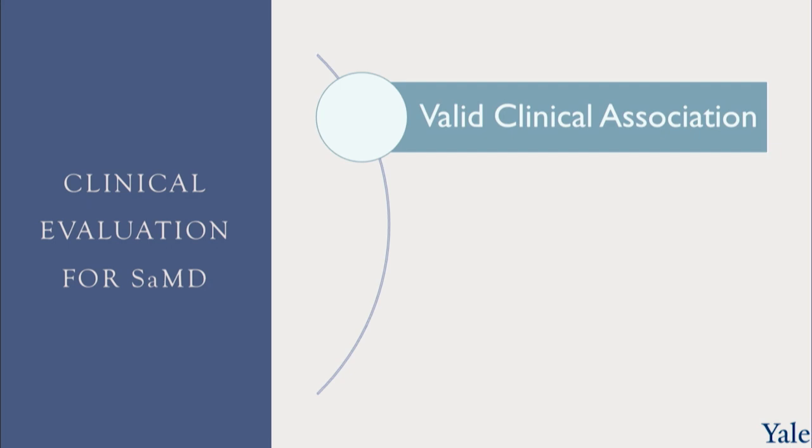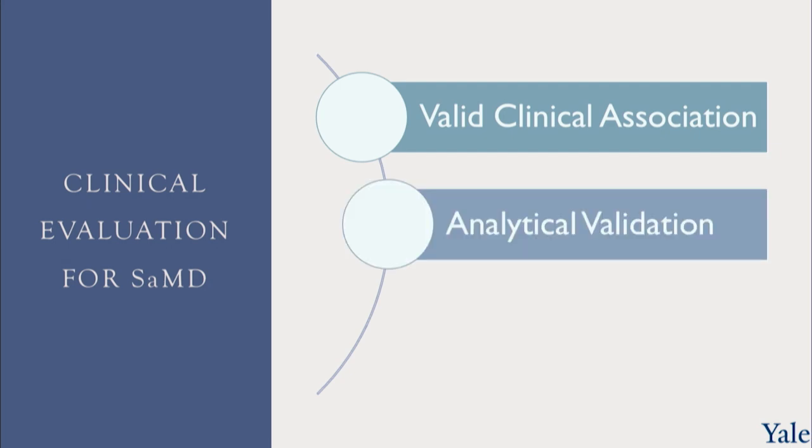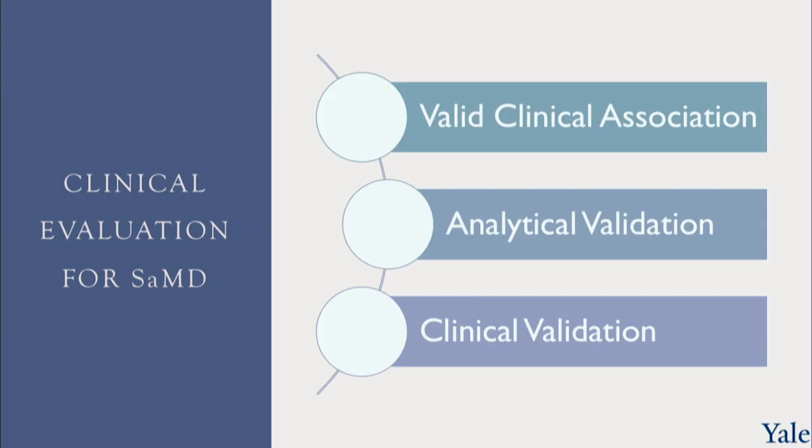The guidance defines clinical evaluation as having 3 components: valid clinical association, analytical validation, and clinical validation. So let me summarize what these 3 things are now, and we'll pick them up each in its own slides later. Valid clinical association means we measure something relevant to the disease. If our software measures tumor volume and our disease is brain cancer, we need to demonstrate that tumor volume is somehow related to brain cancer, okay? And this may sound obvious here, but imagine if we're measuring tumor shape. We have to demonstrate that that predicts something.